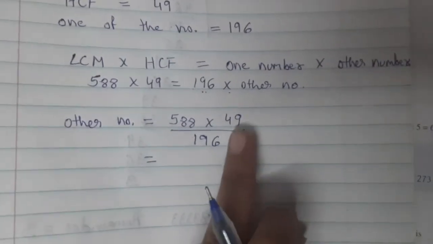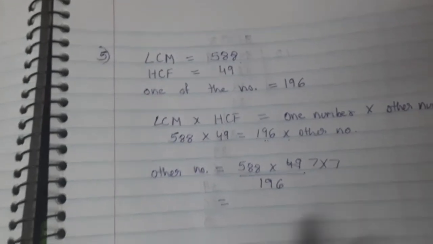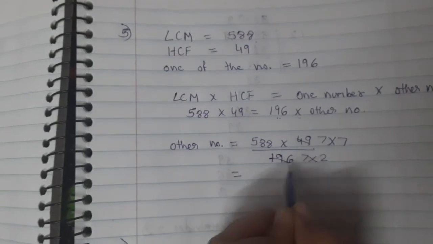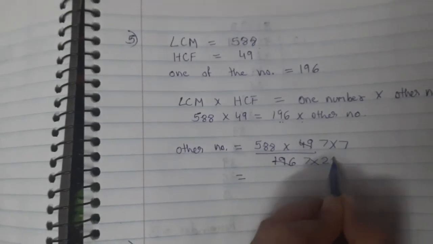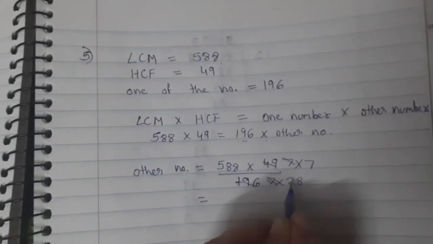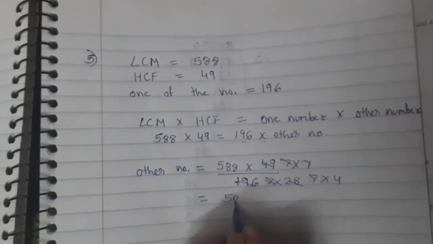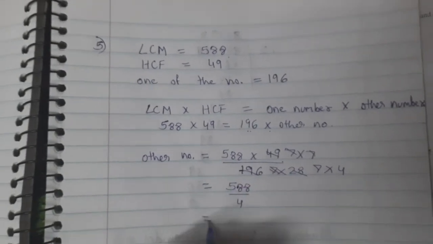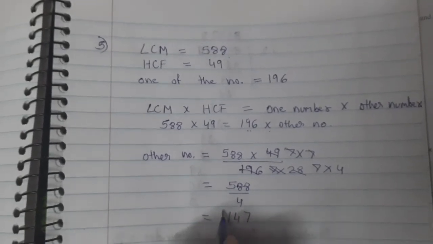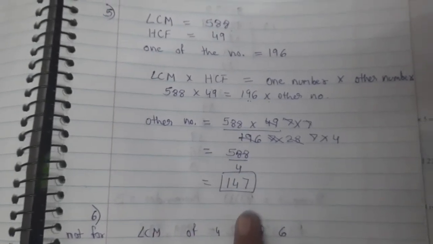So here we know that 49 is 7 sevens, right? 7 sevens are 49. In 196 we get 7 multiplied by 28, since 7 twos are 14 and 7 eights are 56. So 7 7 got cut. Now 28 we know is again 7 fours. So 7 7 cut. Now 588 divided by 4. 4 ones are 4, 4 fours are 16, and 4 sevens are 28. So our answer is 147. Clear?